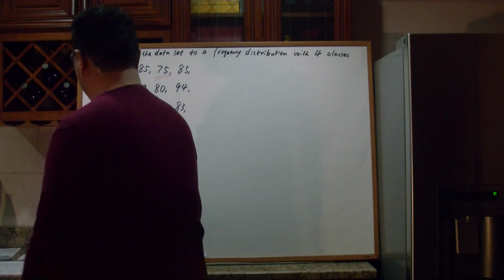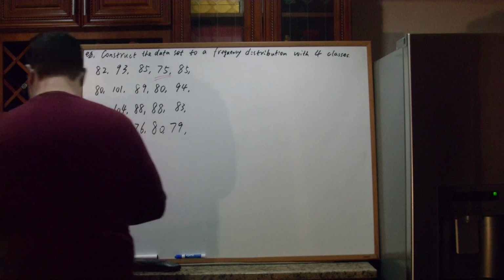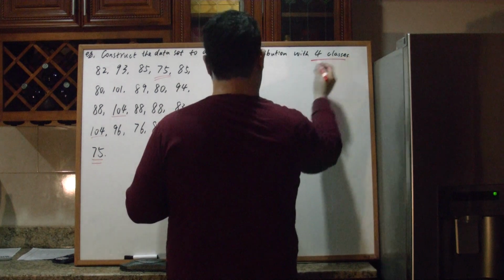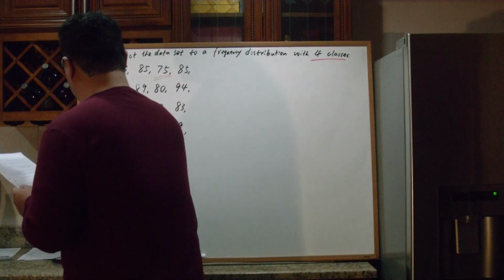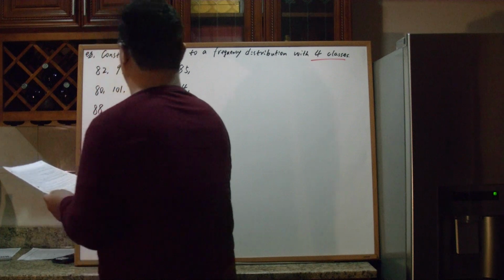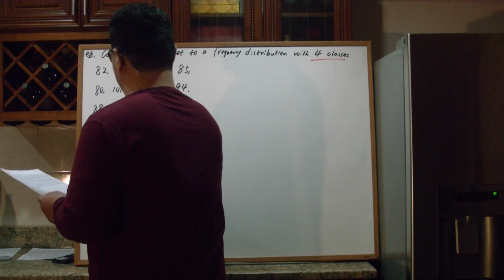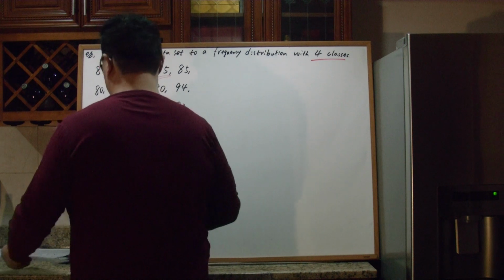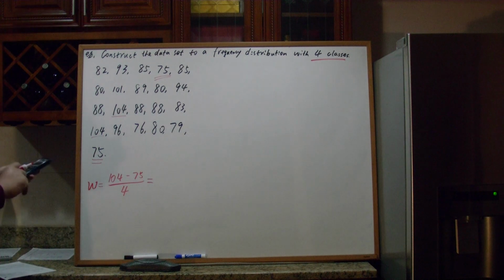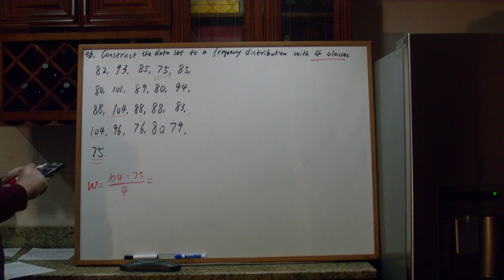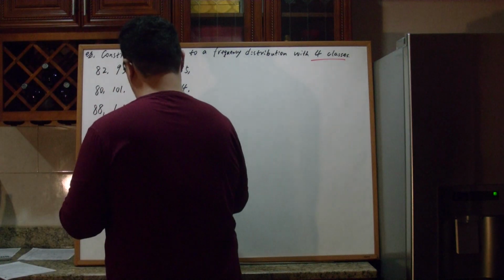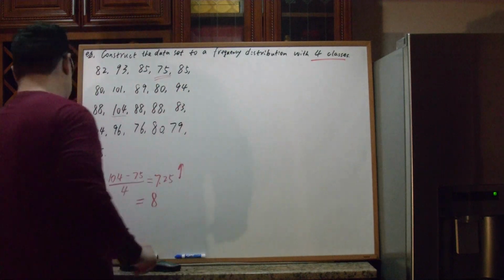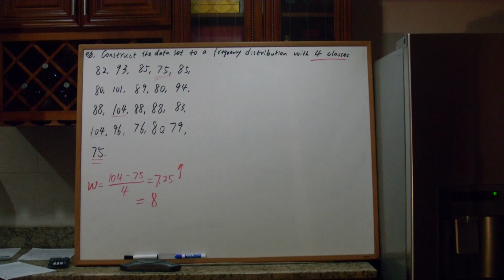Therefore, the first step is to find the class width. We have 4 classes given in the question. To calculate the class width, that's the maximum value minus the minimum divided by 4 classes. Then we subtract: 104 minus 75 is 29, divided by 4 is 7.25. Always round up for the class width, so we get the width to be 8.